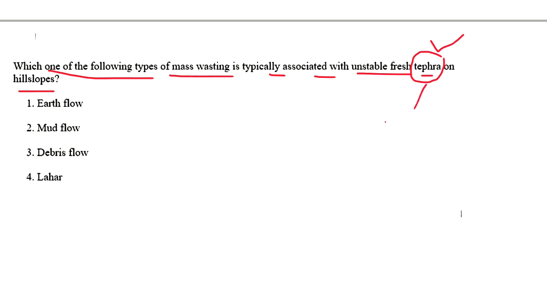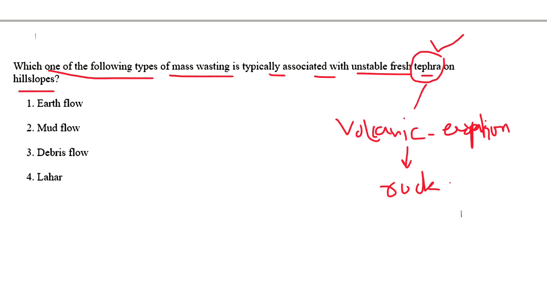The word tephra is related to volcanic eruption. If we look at the four options, it is related with rock fragments. During an eruption, some rock fragments, pyroclastic material, are thrown in the air. That material falls on the slope.